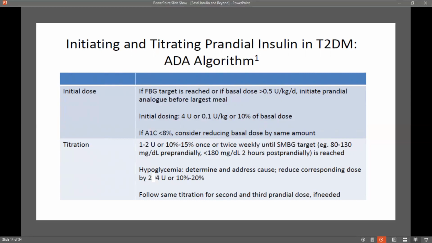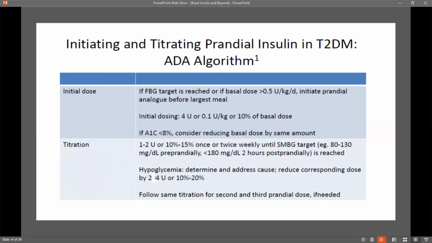That's a weight-based dose, or 10% of the basal dose. We can use any of these 3 options. If we are worried that the patient will be hypoglycemic, or the patient is sensitive to insulin, then I think we should pick the lowest number.